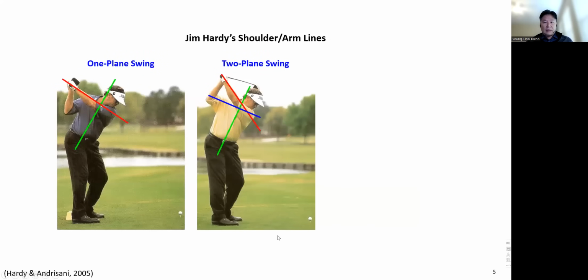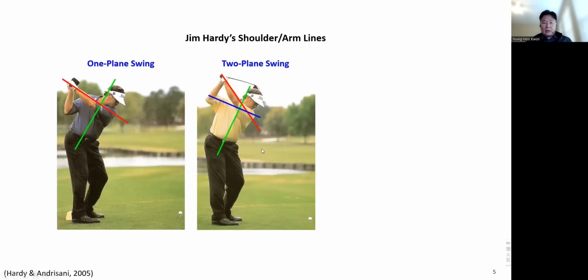The next is Jim Hardy's shoulder line and arm line. The reason why I use the word lines here is because these are not real planes. Anyway, Jim Hardy classified the swing into a one-plane swing and a two-plane swing based on the arm alignment at the top of the swing. In the one-plane swing, the lead arm and the shoulder line are matched here. Then this is called the one-plane swing.